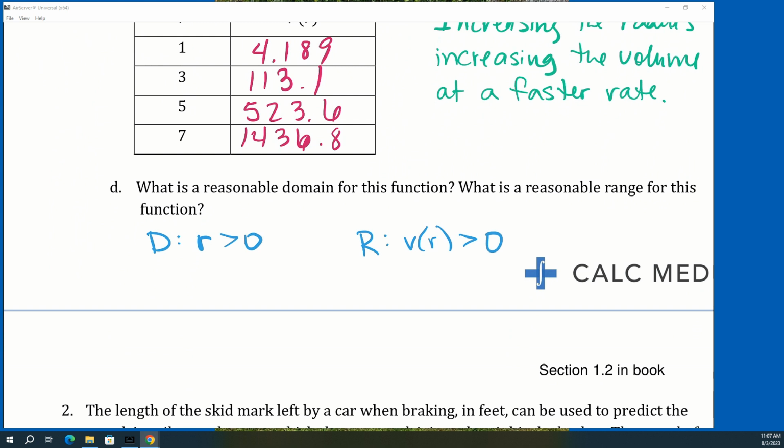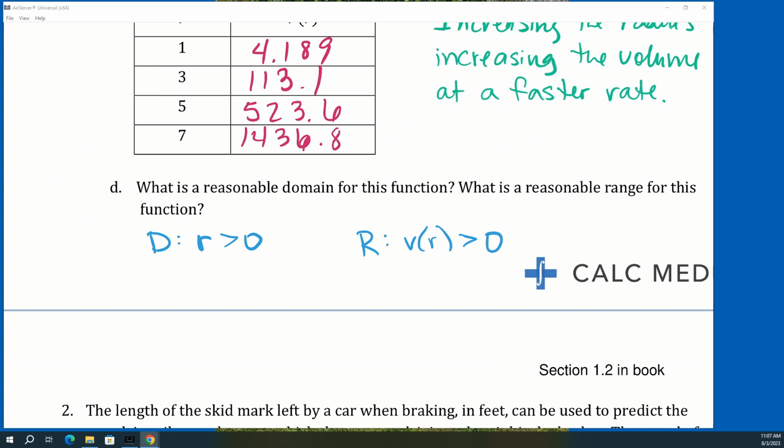Okay, so we have a couple more problems. They both have multiple parts, but they're not going to be too bad. So for number 2, the length of skid mark left by a car when braking in feet can be used to predict the speed in miles per hour at which the car is driving when it hits the brakes.